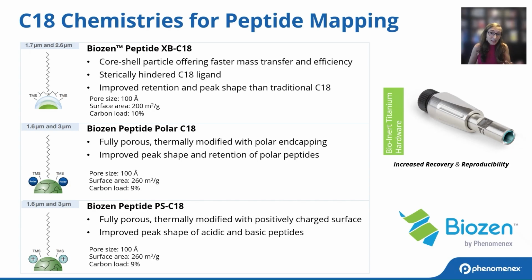Then we have the PS-C18 that is also a fully porous thermally modified particle, but in this case it has a positively modified surface. And it can do a fantastic job when you are dealing with basic peptides that perhaps in a typical C18 column were giving you bad peak shape and tailing.